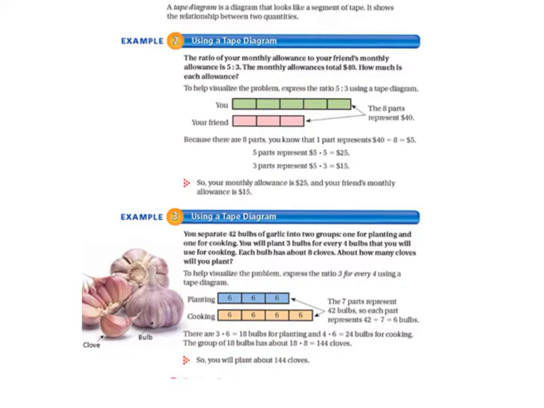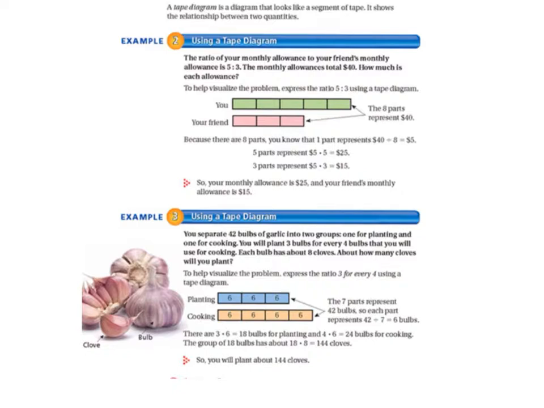The ratio of your monthly allowance to your friend's monthly allowance is 5 to 3. The monthly allowances total $40. How much is each monthly allowance? To help visualize the problem, we'll express the ratio 5 to 3 using a tape diagram.